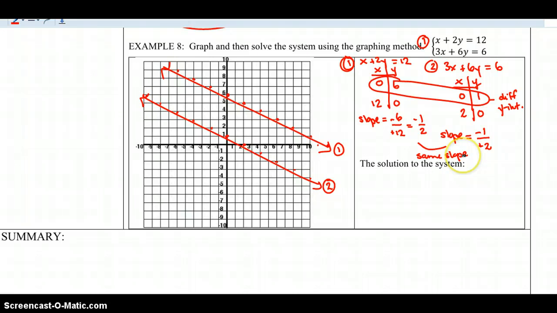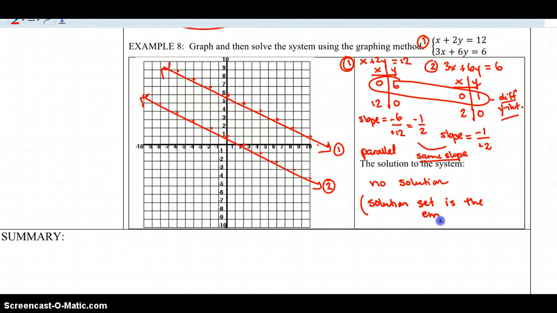So in this case, we have parallel lines. The same slope, but different y-intercepts. And so these two lines will never cross. So this system has no solution. So there's no solution. Or again, in the homework, sometimes it'll say the solution set is the empty set.